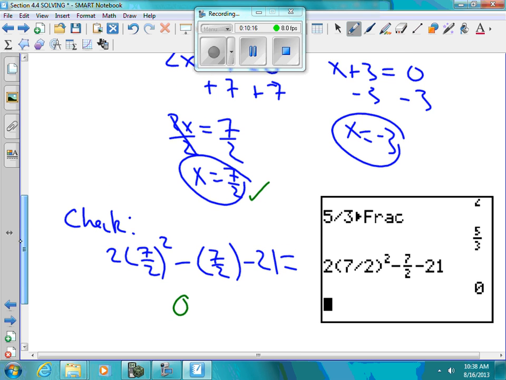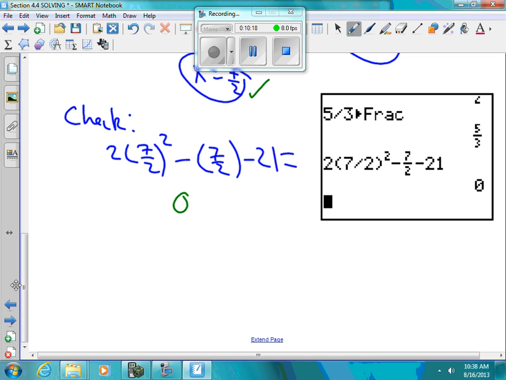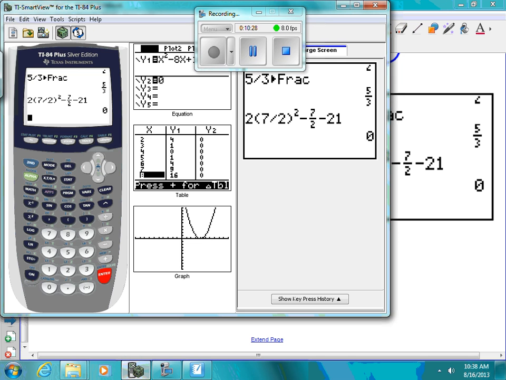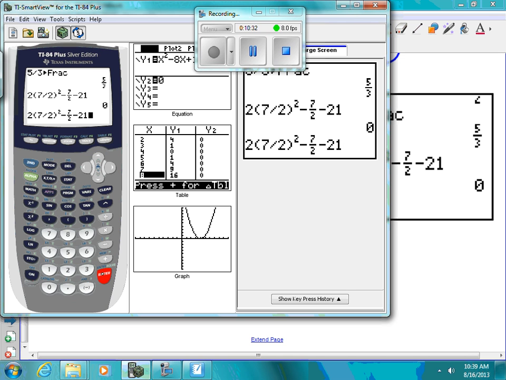What's the other answer that we need to check? We need to check -3. So 2 times -3 squared minus -3 minus 21. The beauty about putting it in your calculator like that, you can go up and enter, if you have one of my cool 84s, and we can just delete these terms. Oops.